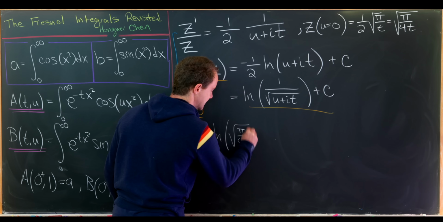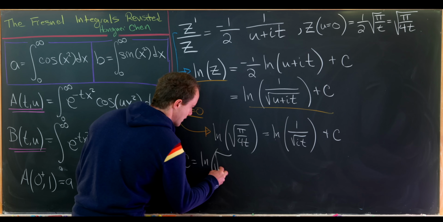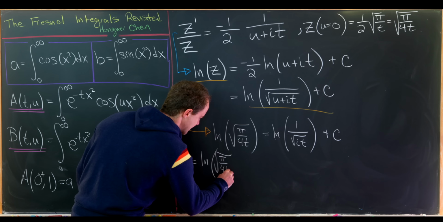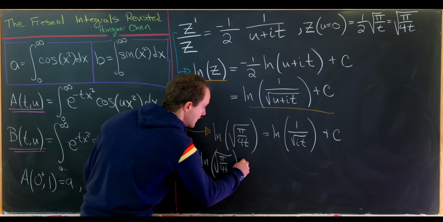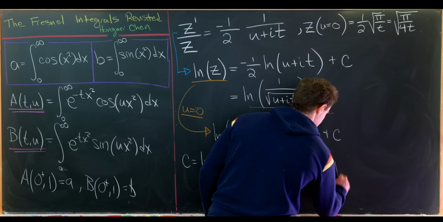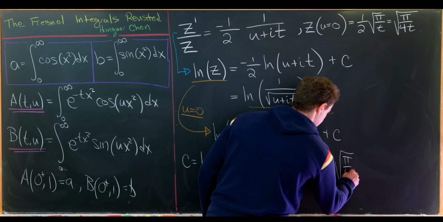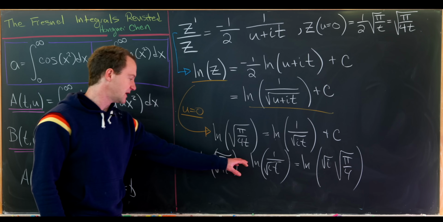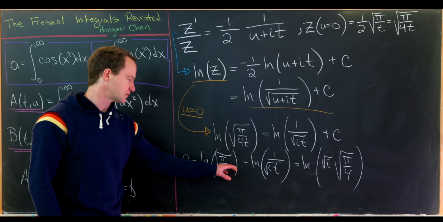Okay, so now let's move some things around. We'll have our constant c is the natural log of the square root of pi over 4 times t, minus the natural log of 1 over I times t in a square root. Again, we can use log rules here to give us the natural log of the square root of I times the square root of pi over 4. The t disappears when we do this, subtraction turns into a quotient.